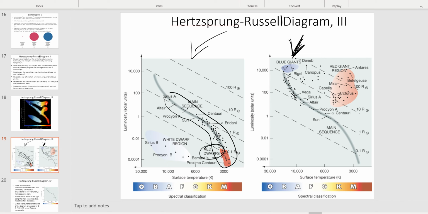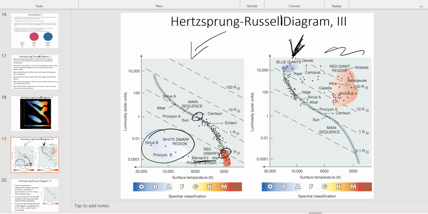So for example, Barnard's star, we came across this earlier, is a red dwarf all the way down here. The sun, I mentioned this earlier, is right in the middle of the main sequence. We have other main sequence stars like Alpha Centauri, Sirius A, Altair, etc. Then we have some white dwarfs like Sirius B. And then on this diagram over here, it's the same diagram. They're just listing different stars. We have some blue giants like Rigel. Canopus is up here. We have some red giants. Here's Betelgeuse all the way up here. And then we have some main sequence stars that are listed.